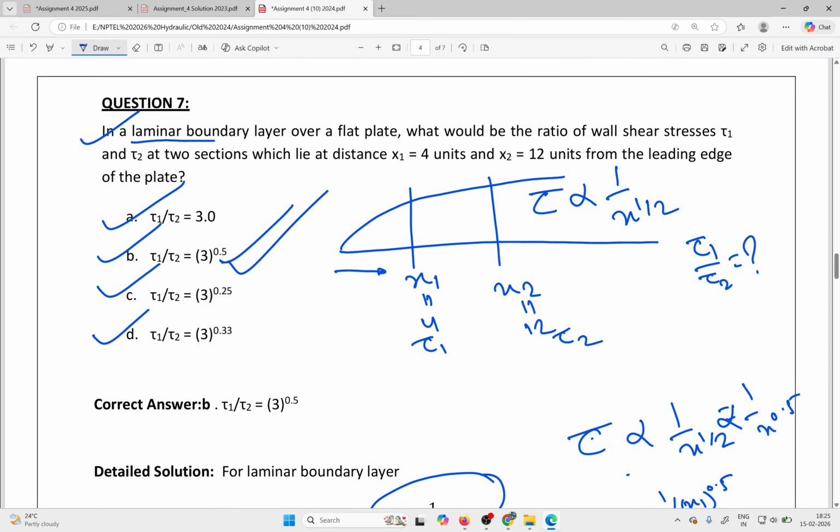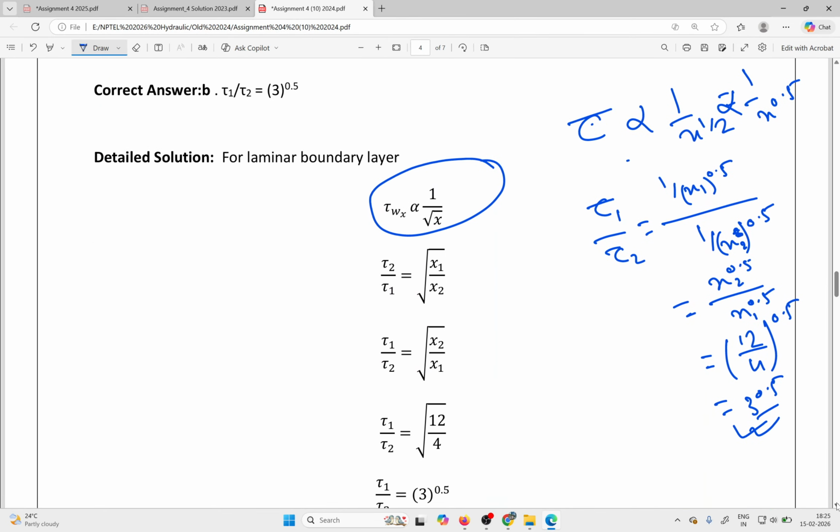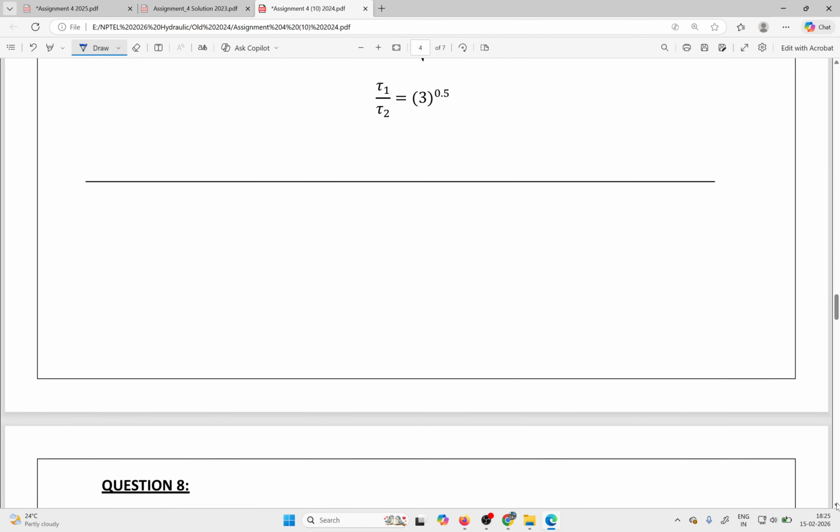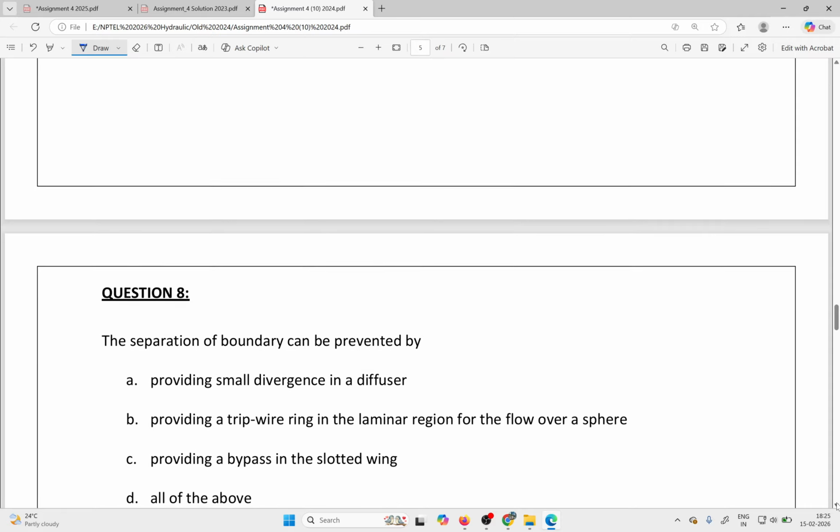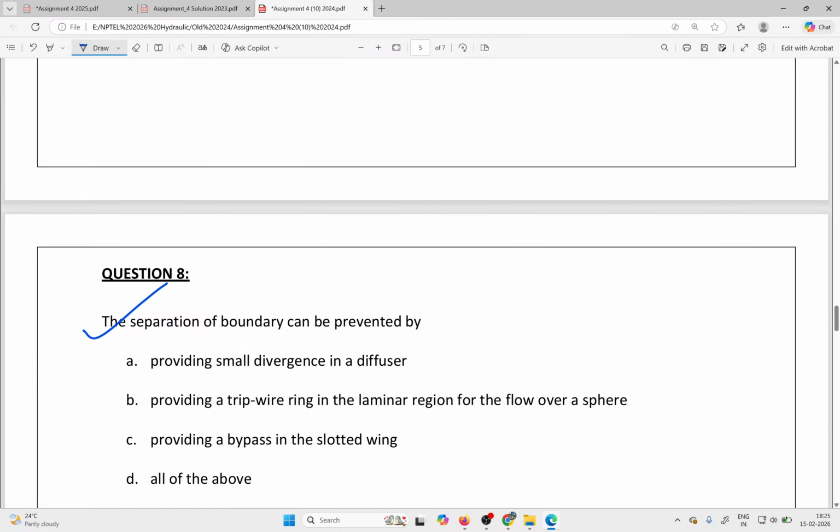Okay, you are all correct. Now we'll move on to the next one. Next question number 8. Very important. The separation of boundary layer can be prevented by: option A, providing a small divergence in a diffuser; option B, providing a tripwire ring in the laminar region for the flow over a sphere; option C, providing a bypass in the slotted wing; option D, all of the above.